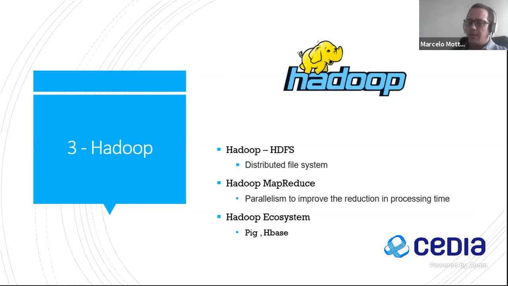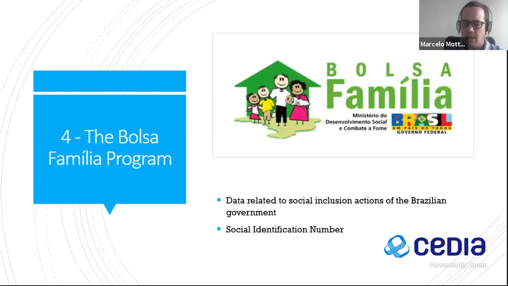In chapter 3, we go a little deeper into the aspects of the Hadoop tools. We explain some features like HDFS, the distributed file system, and the parallelism of MapReduce, which brings a considerable reduction in processing time. And we have other features of the Hadoop ecosystem, such as Pig and HBase for data sources. In the next chapter, we explain the Bolsa Familia program, the government program that seeks to minimize the social inequality of poor Brazilian families.